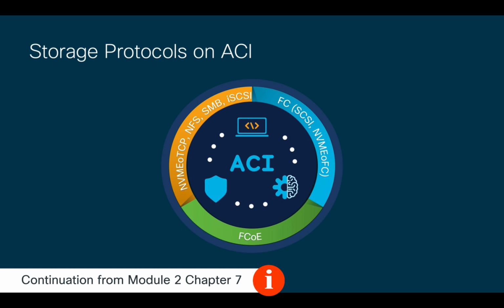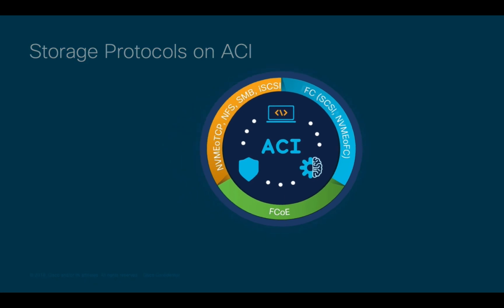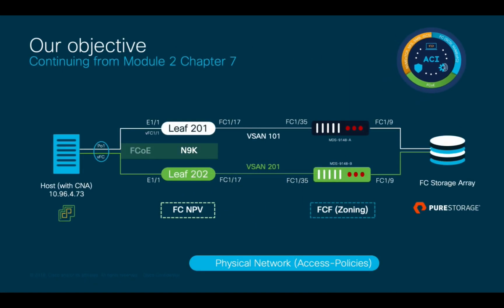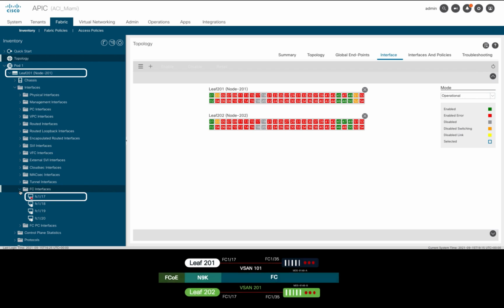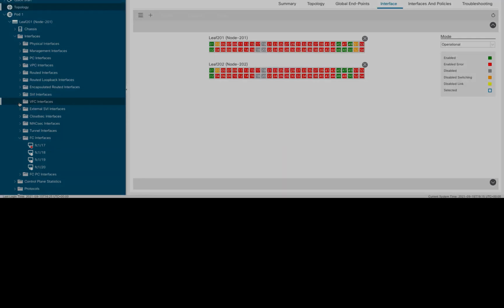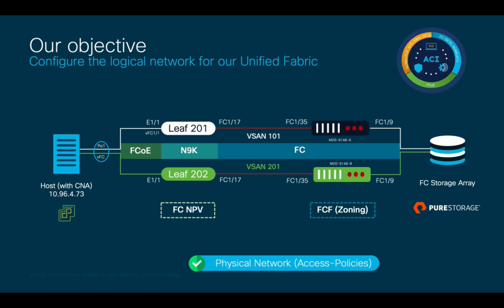In Module 2, Chapter 7, we covered an overview of storage protocols and unified fabric on ACI, as well as the physical network configuration to connect FCoE and FC based on the display topology. If you remember, once we had finished performing the physical network configuration, our Fibre Channel interfaces were still down, and there were no virtual Fibre Channel interfaces available. The reason for this back then was that, just like with LAN networking in ACI, SAN networking needs the logical network configuration as well, and this is exactly what we will do in this chapter.